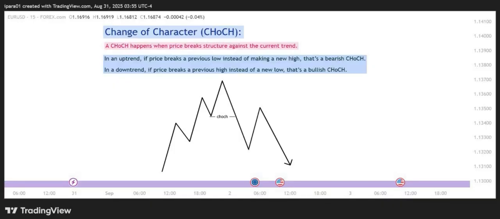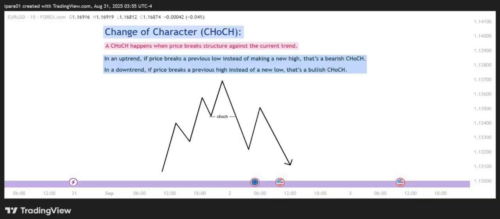You know, there is a big difference between BOS and CHOCH. Let's quickly compare. BOS is continuation of the current trend and CHOCH is possible reversal of the trend. It's really that simple, but when you apply it on a chart, you start to see the difference very clearly.